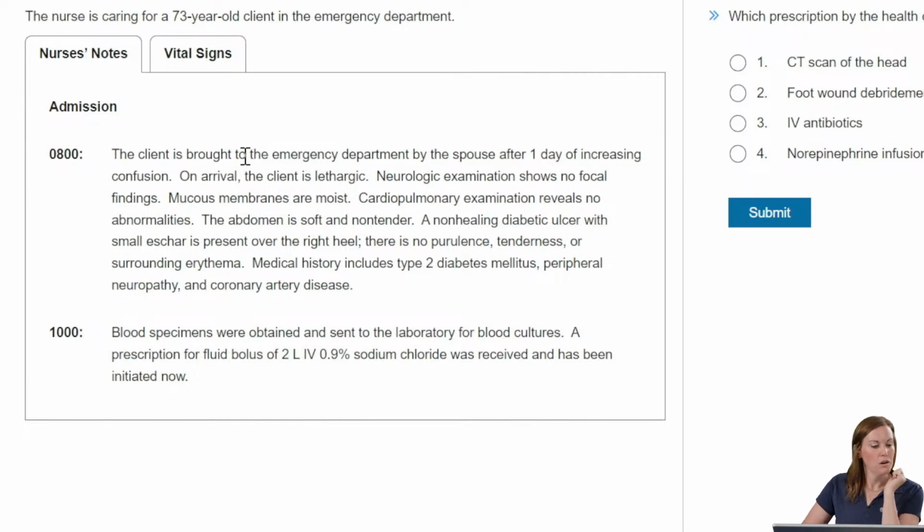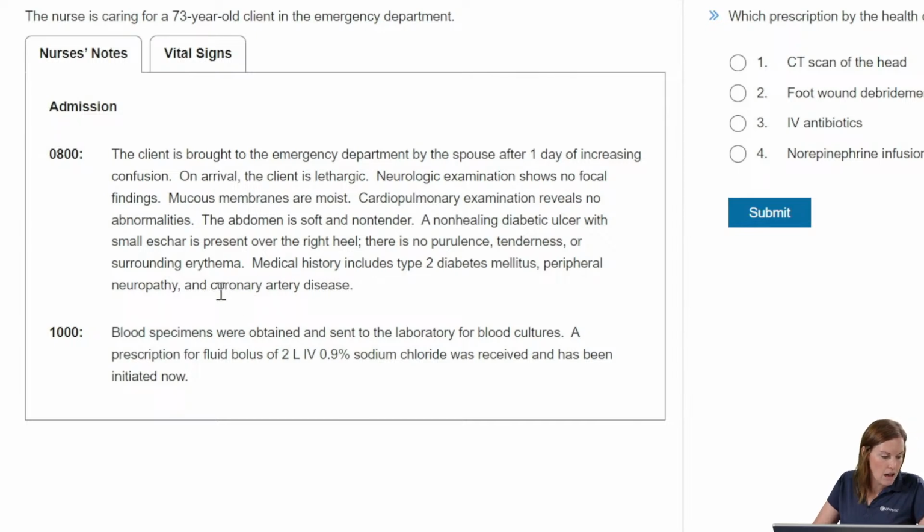All right. So reading this one, nurses' notes, 8 o'clock at admission. And again, this is a 73-year-old client in the emergency department. The client is brought to the emergency department by the spouse after 1 day of increasing confusion. On arrival, the client is lethargic. Neurologic examination shows no focal findings. Mucous membranes are moist. Cardiopulmonary examination reveals no abnormalities. The abdomen is soft and non-tender. A non-healing diabetic ulcer with small eschars present over the right heel. There is no purulence, tenderness, or surrounding erythema. Medical history includes type 2 diabetes, peripheral neuropathy, and coronary artery disease.